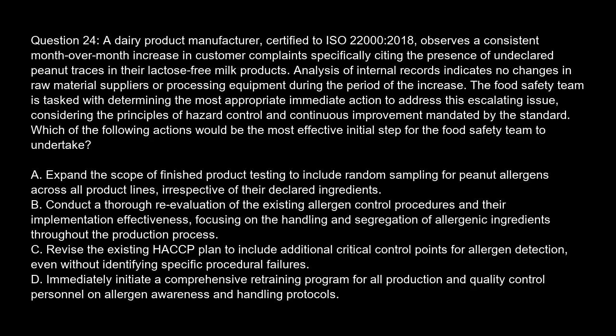Option C. Revise the existing HACCP plan to include additional critical control points for allergen detection, even without identifying specific procedural failures. Option D. Immediately initiate a comprehensive retraining program for all production and quality control personnel on allergen awareness and handling protocols.